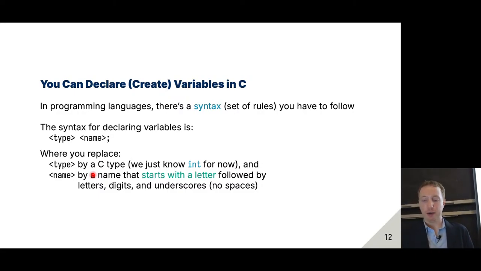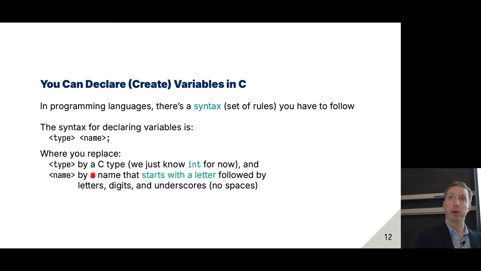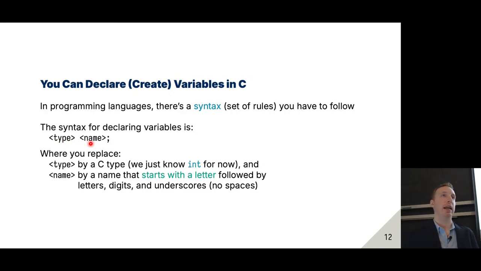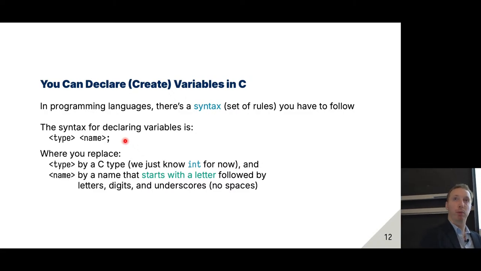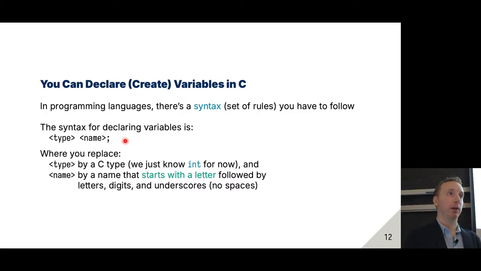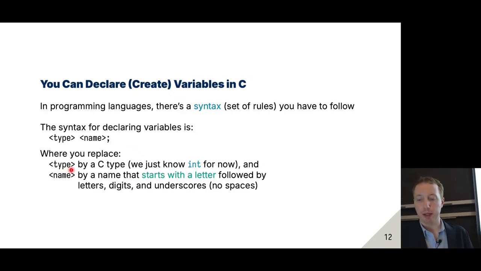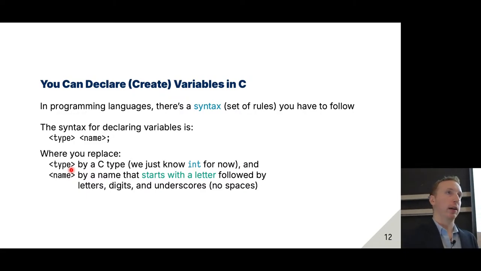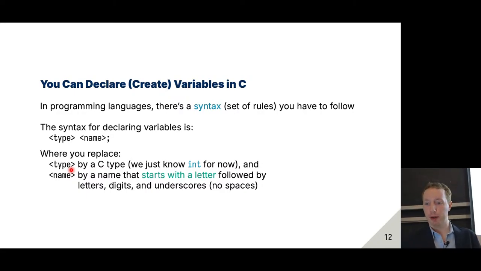The syntax for declaring variables, in other words the rule for declaring variables, is you just have a type, then you create a name, and then you end it with a semicolon. Both of those words in the angle brackets are something you replace. You replace that type with the C type. The only type we know for now is int. We couldn't create a void variable because it doesn't exist, so it doesn't quite make any sense. For now, the only valid type we could put there is int.